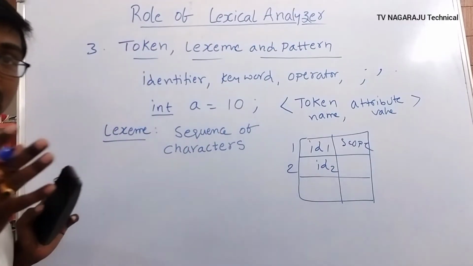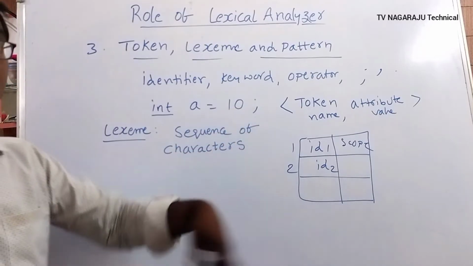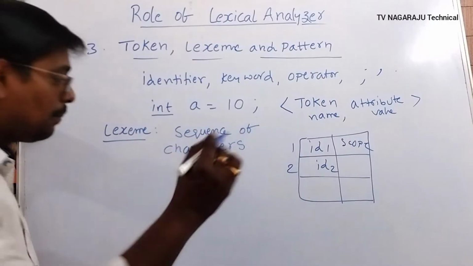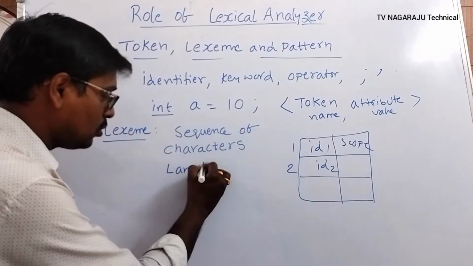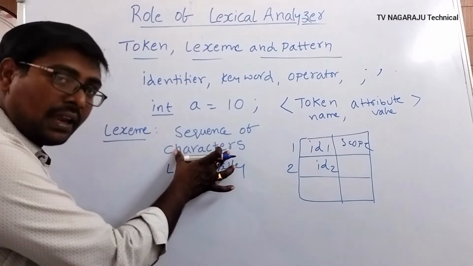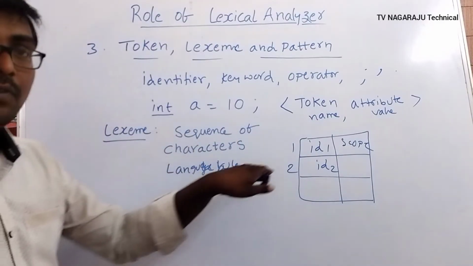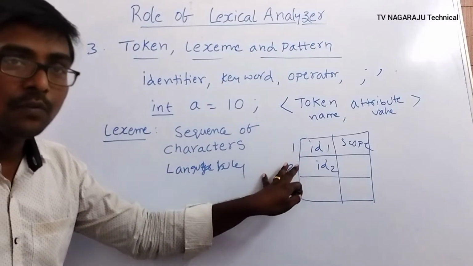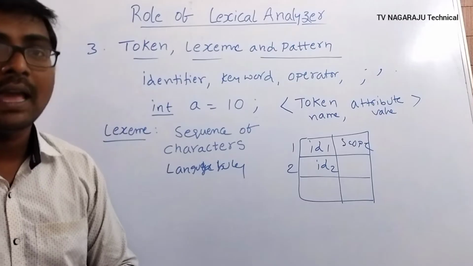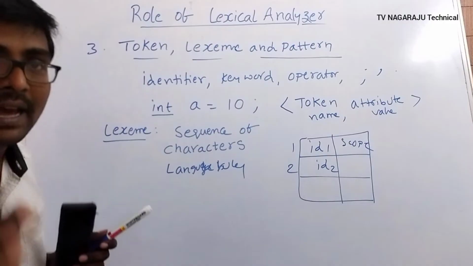Lexeme, in simple terms, is a sequence of characters in the source program that are matched by some predefined language rules, used for every lexeme to be converted into a valid token. That is, they are simply a set of characters.